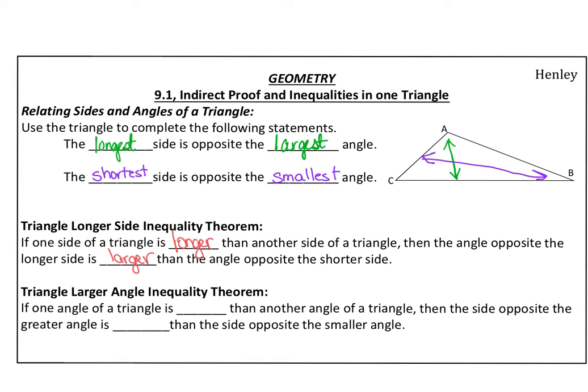Next, we have the triangle larger angle inequality, which says the reverse of the previous inequality theorem, which is if one angle of a triangle is larger than another angle of a triangle, then the side opposite the greater angle is longer than the side opposite the smaller angle.